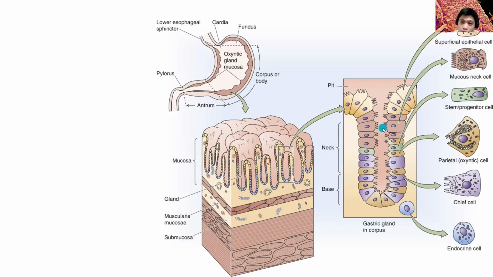So sisecrete niya dyan yung mucus, the mucus will find its way outside, lining or coating the inner layer of the mucosa. Then you have here a stem cell, which can become either mucus cell or parietal cell or chief cell. This parietal cell here, yung yellow, is the one that secretes gastric acid. And the chief cells here, the one labeled purple, is the one that secretes digestive enzyme.